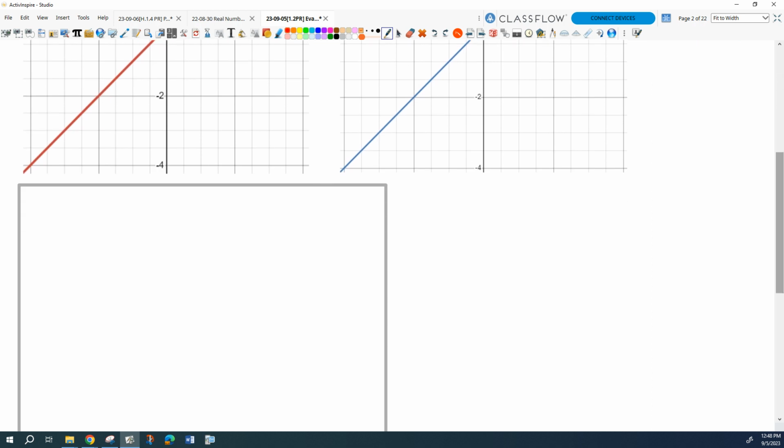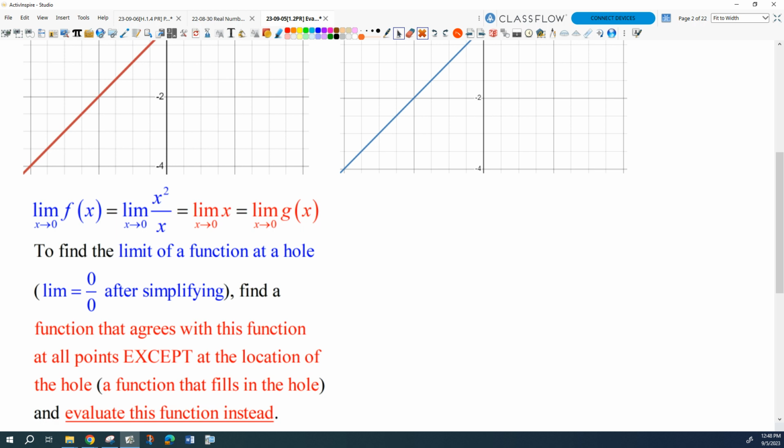Let's look at an example. First of all, just kind of a summary of what's going on here, right? The limit of f of x, or the limit of x squared over x as x approaches 0, is equal to the limit of x as x approaches 0. I just simplified that algebraically. We just did our strategy without even really thinking about it. When we do the algebra of simplifying that quotient, we're trading blue function for red function. We just filled in the hole, okay, which is 0, okay?